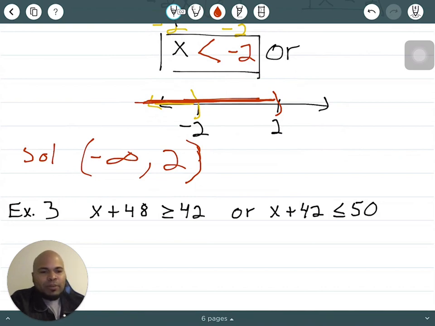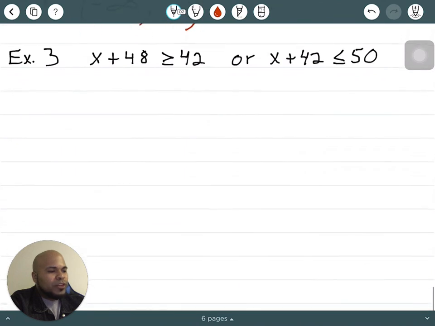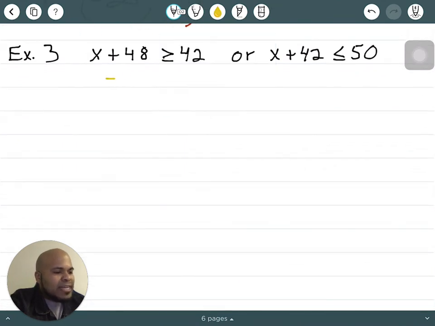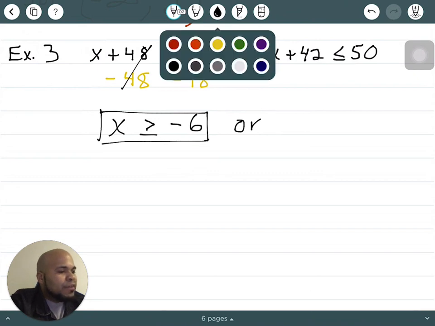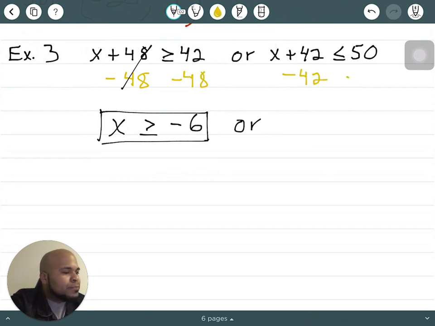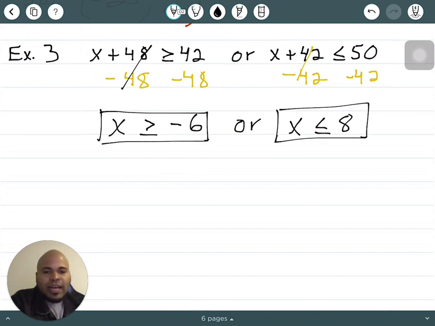The last problem. Are you ready for the last problem? Because here we go. Right here, right now, live. We're going to do the last problem. Well, live for me. I don't know if it's live for you, but you know what I mean. You have x is greater than or equal to, so 42 minus 48, that's going to give you negative 6. And x is already by itself, so that's perfect. Or, and then if I subtract 42 from both sides, all right, I'm going to get that x is less than or equal to 8. And, well, I have that part done. And now I just have to graph it.